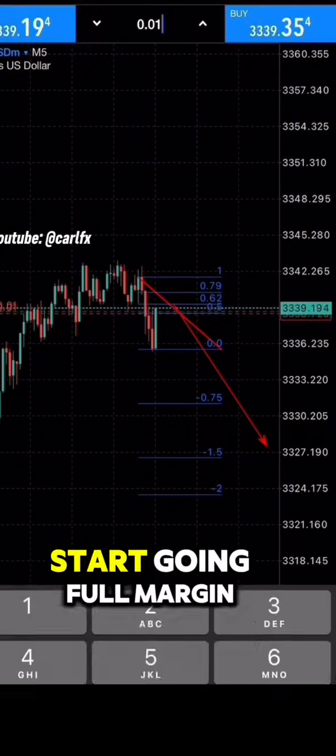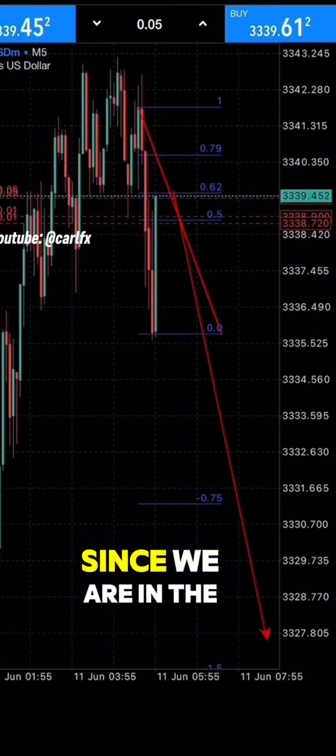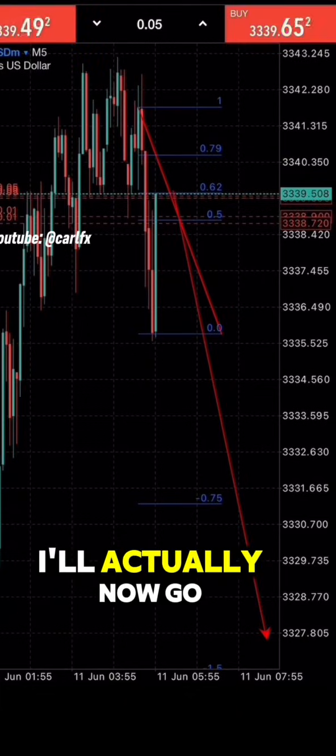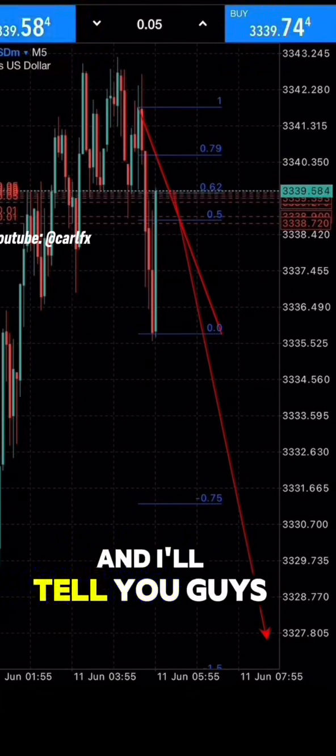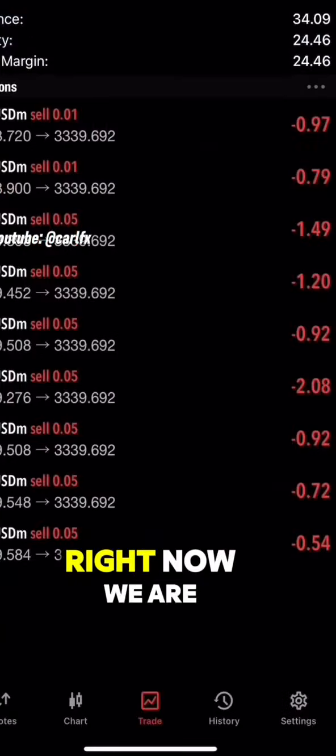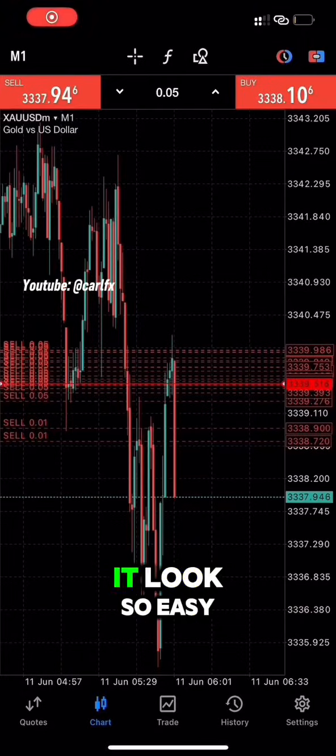Right now, I'll just start going full margin. Since we are in the zone that we're looking at, since we're in the golden zone, I'll actually now go full margin, and I'll give you guys a trade update, and I'll tell you guys what happens. Right now, we are in so much drawdown. Right now, anything's possible. Yo, boom, I make it look so easy.